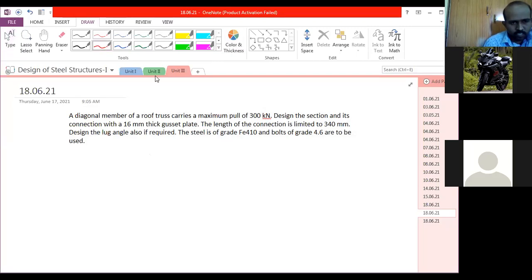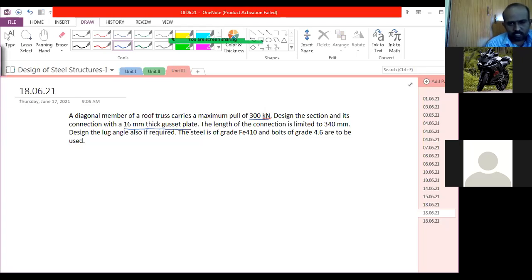So I will read the problem for you. A diagonal member of a roof truss carries a maximum pull of 300 kN. Here also it is coming as a maximum pull, so the maximum design load will be 300 kN. Design the section and its connection with the 16 mm thick gusset plate. So the gusset plate thickness is given as 16 mm.